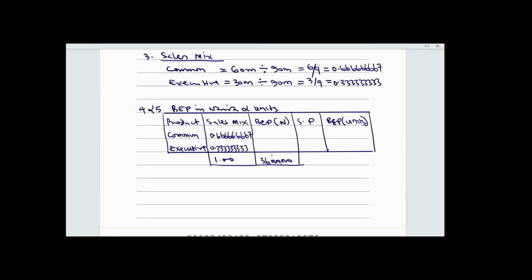What's the selling price of common? Selling price is 200 for common. The executive is what? Common is 200. Executive is 300. Okay.